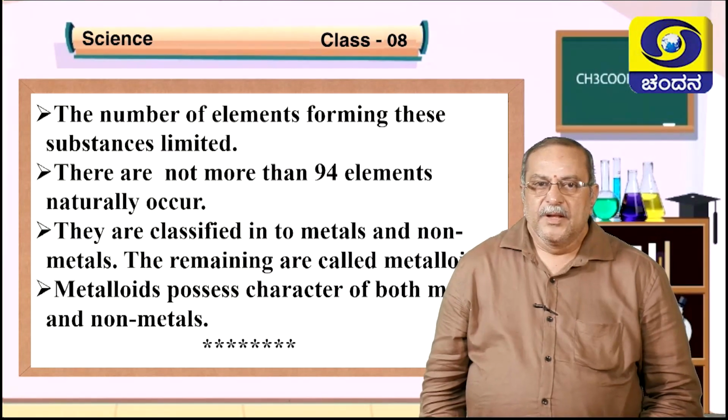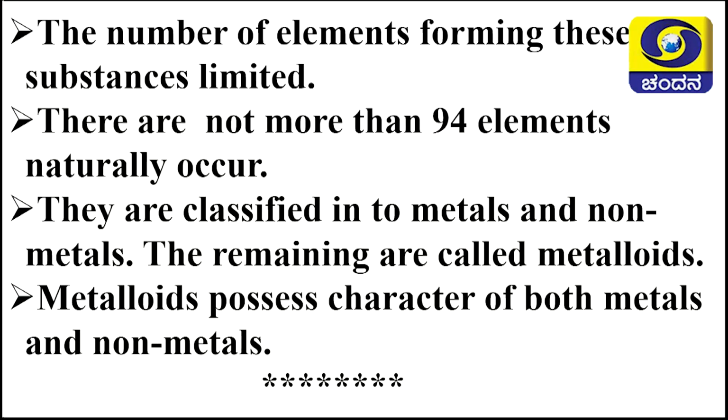So, the number of elements forming these substances is limited. We have a great number of materials, but the elements forming these substances are limited only. How many are there? There are not more than 94 elements which are naturally occurring, children. So, not more than 94 elements naturally occur in nature. They are classified into metals and non-metals.